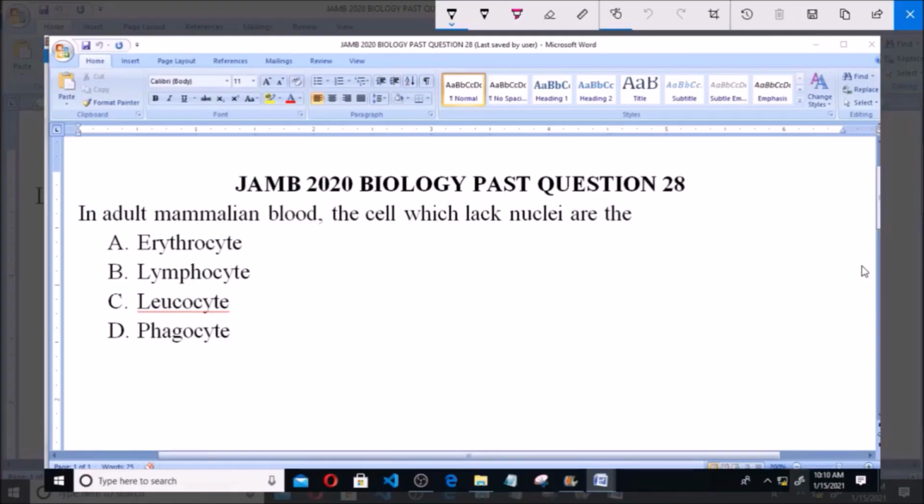I'll be answering Jamb 2020 Biology Past Question 28. In adult mammalian blood, the cells which lack nuclei are the A. Erythrocytes, B. Lymphocytes, C. Leukocytes, and D. Phagocytes. In adult mammalian blood.